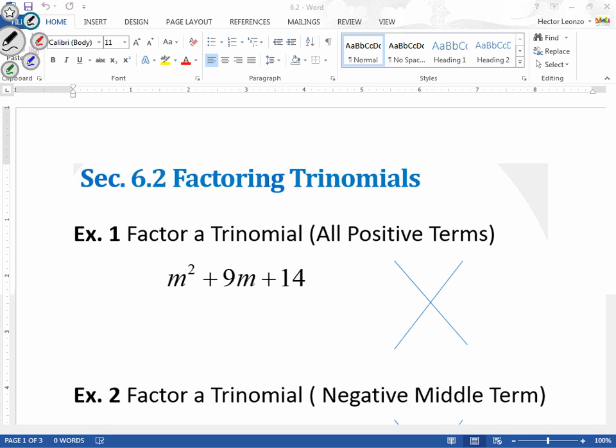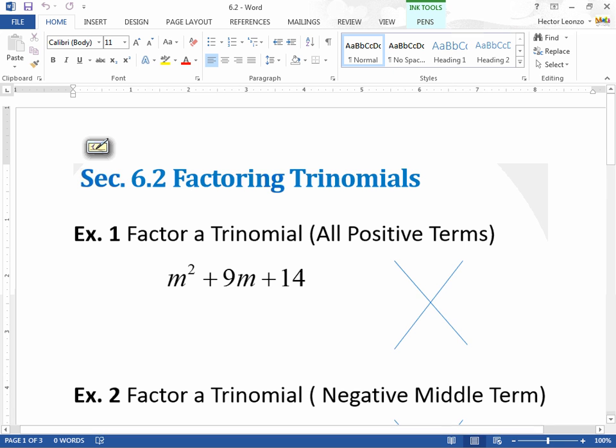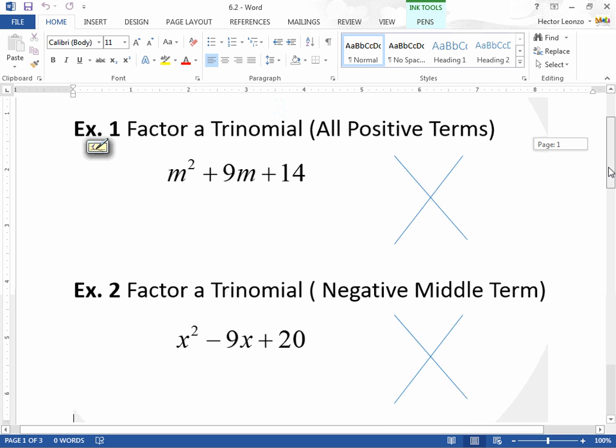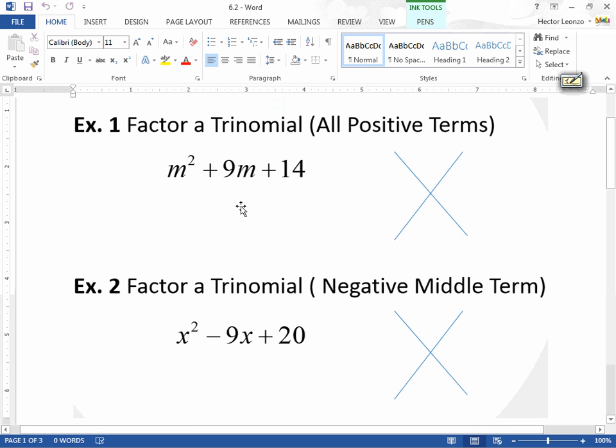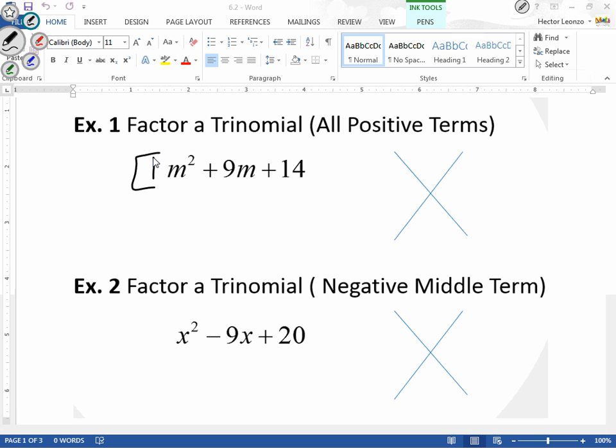Now, section 6.2 is going to be about factoring trinomials. Remember, a trinomial is three terms. So we're going to factor trinomials, but in this section, we're going to factor trinomials where the leading coefficient is 1. So the first number is technically 1. Remember, when we don't see a number, it's a 1. So for this section, the leading coefficient is 1.